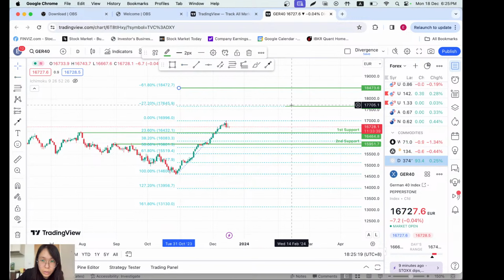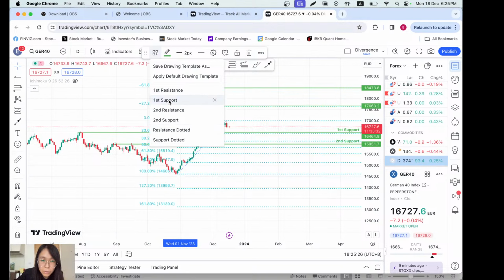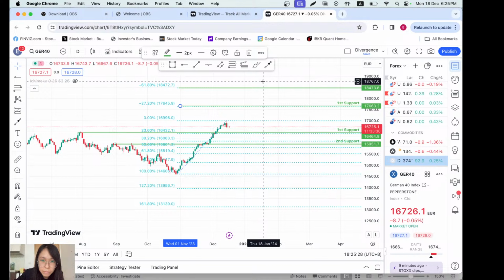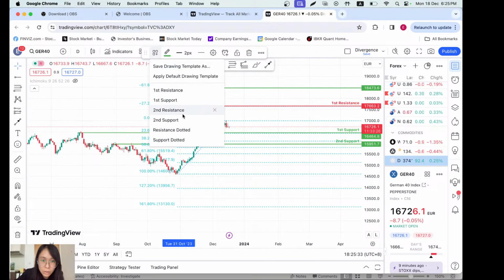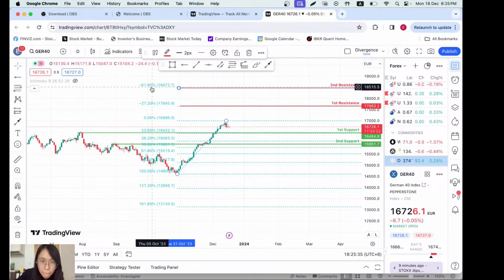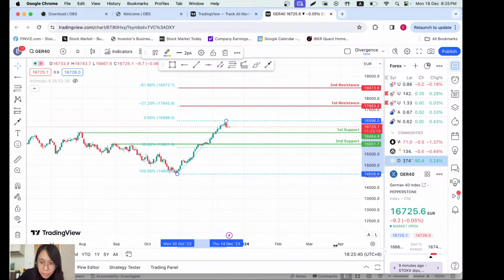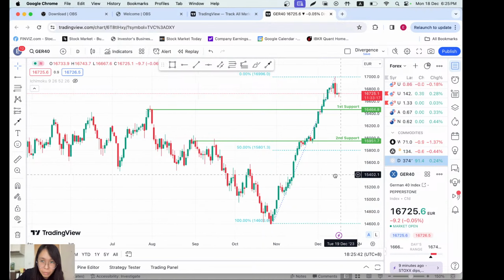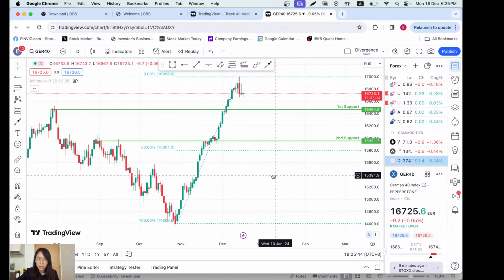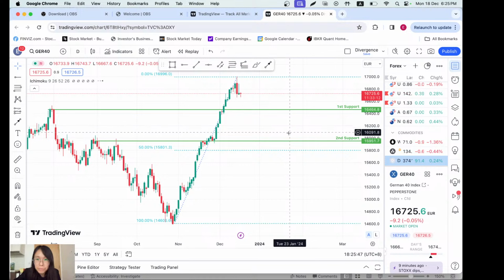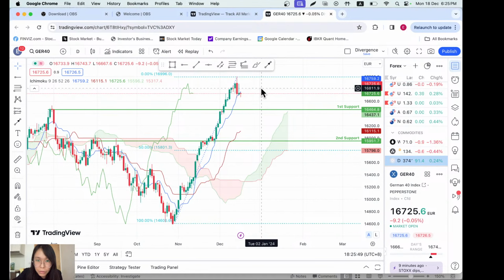I'll be using these two expansion levels for my support and resistance. My first resistance, and this will be my second resistance. It looks like the price is coming down, but it's still very, very bullish on the daily chart.